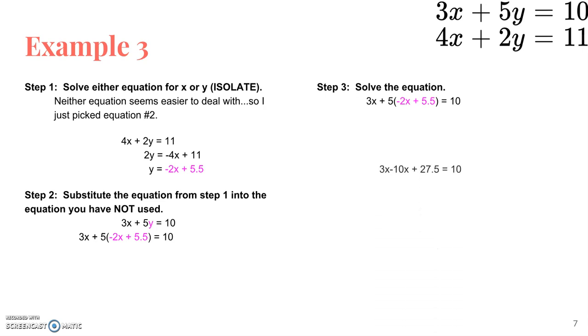I'm going to distribute the 5, so that'll give me 3x minus 10x plus 27.5 equals 10. I will then combine my like terms to get negative 7x plus 27.5 equals 10. I will subtract 27.5 from both sides, which will give me negative 7x equals negative 17.5. And I will then divide both sides by negative 7. This will leave me with x equals 2.5.